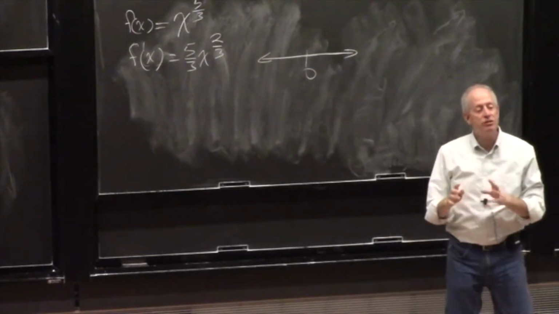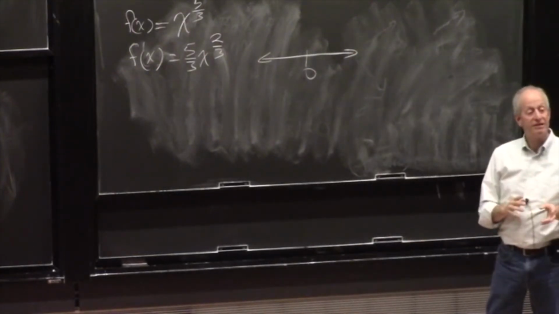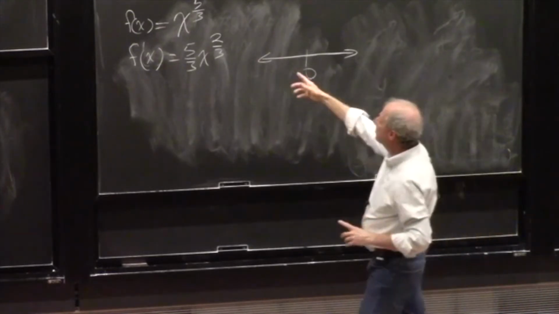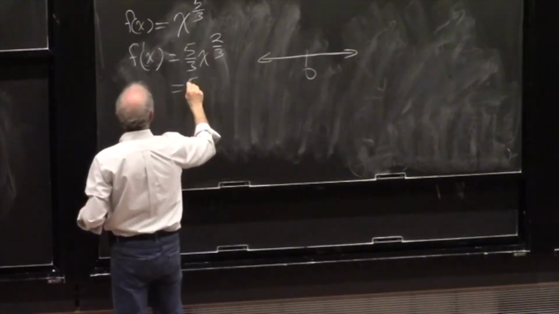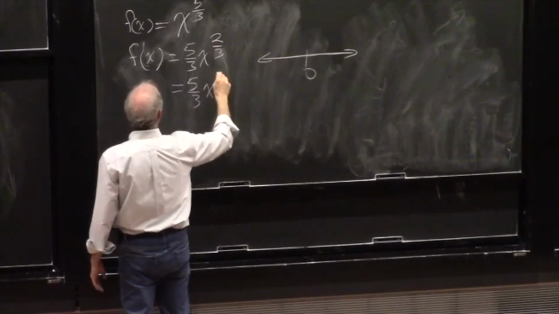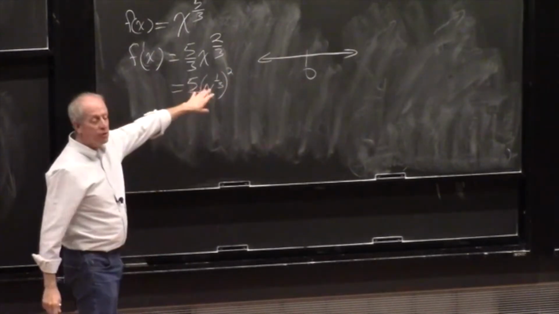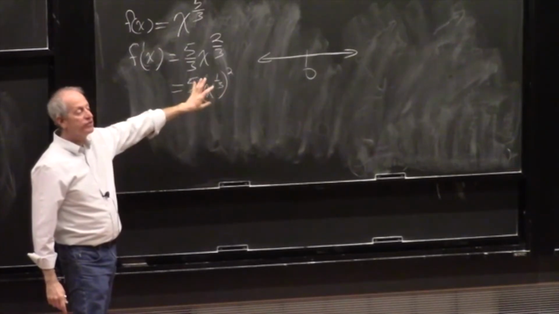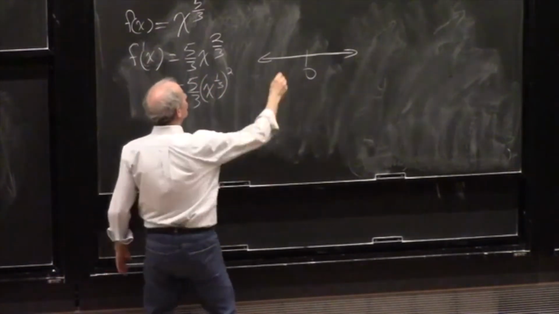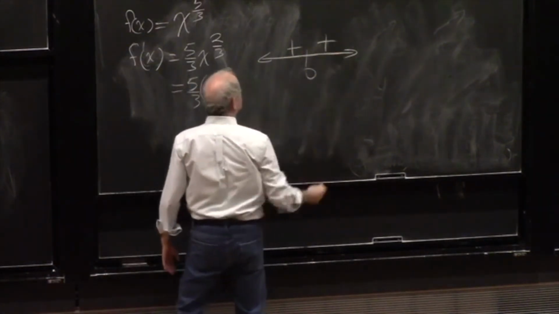And what does x to the 2/3 mean? It means take the cube root of x and square it. You don't have to write it this way, but you can think of it as the cube root squared. In other words, this is always going to be a positive quantity or a 0. So this derivative is always positive.